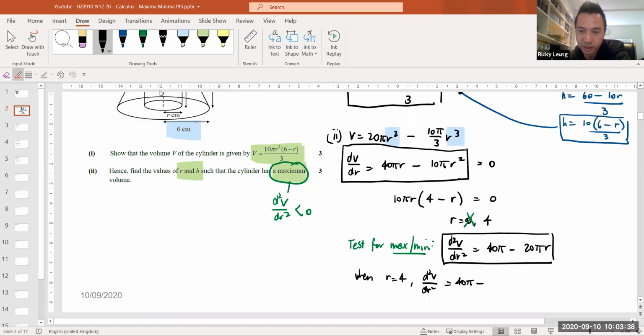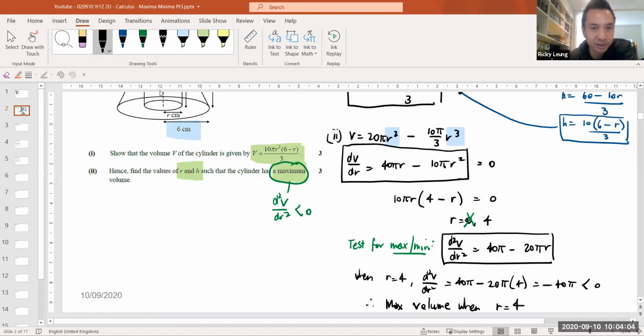So when r equals 4, the second derivative d squared V over dr squared is equal to 40 pi. Show your teacher the substitutions and put the 4 in there. So 40 minus 80, that's negative 40 pi. And since pi is a constant, that's positive, this is always negative. Therefore, max volume. Yeah, so step 3 done, test for max min. Step 4, max volume when r equals 4.